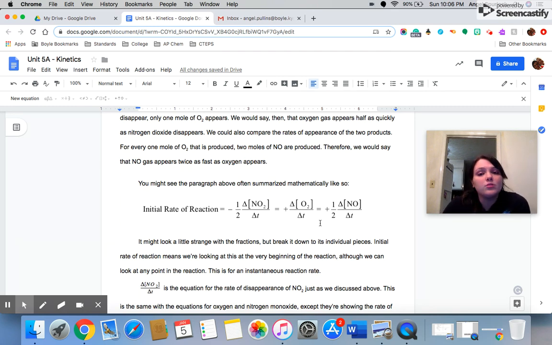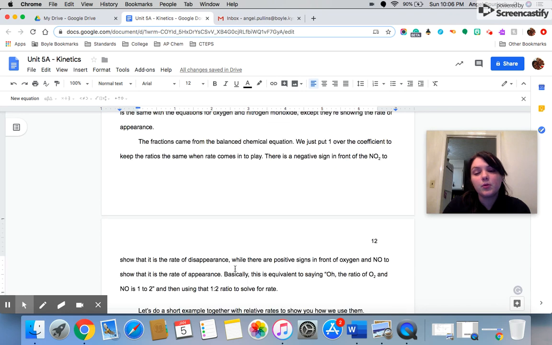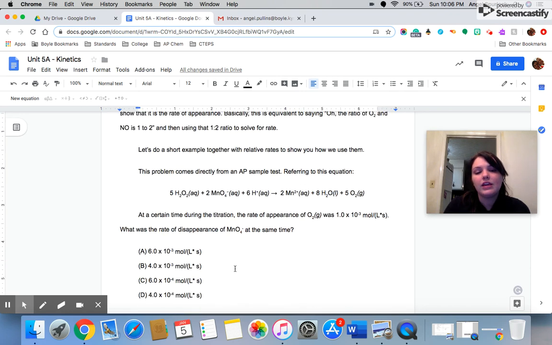So all we're going to do when we're talking about relative rates is we're going to put 1 over the coefficient, and then we're going to set these rates equal to each other. Because if everything was in a 1-to-1 ratio, then the rate would be the same. The relative rate would be the same, right? But if it's not, we put these little fractions in front of it, 1 over your coefficient, and there you go, we can solve it. So let's do an example to see what that looks like because it can be confusing.